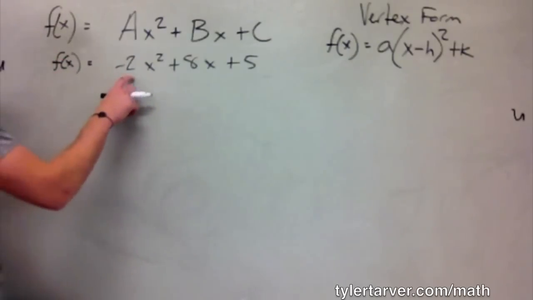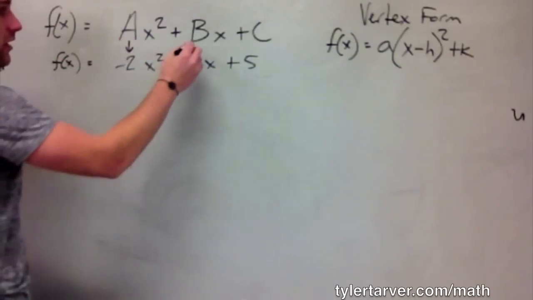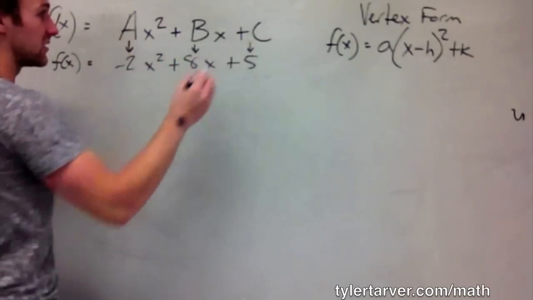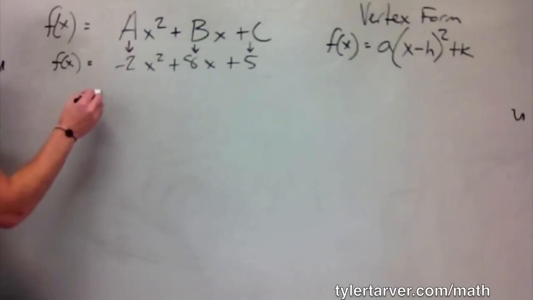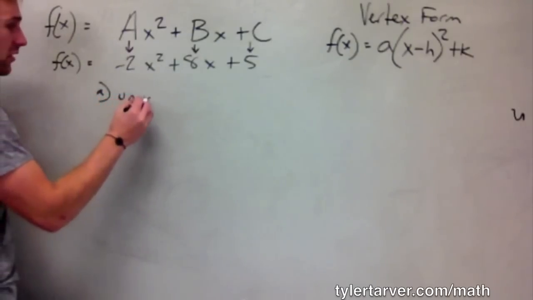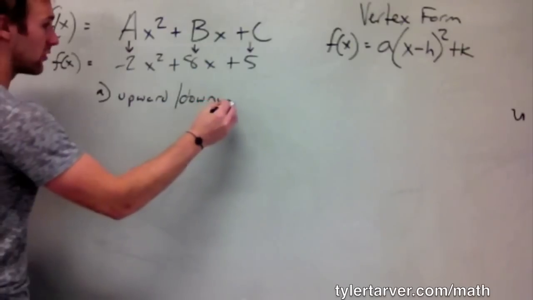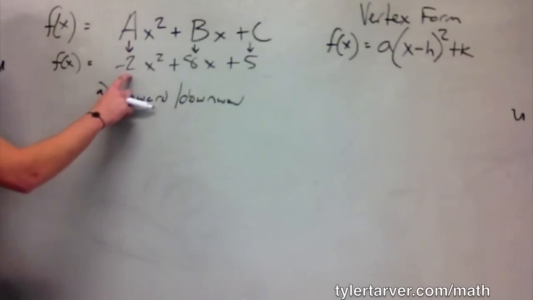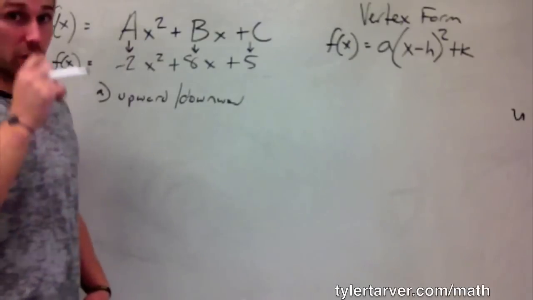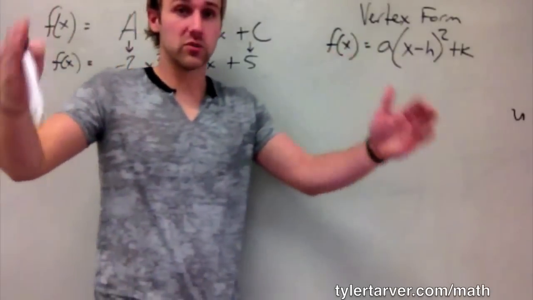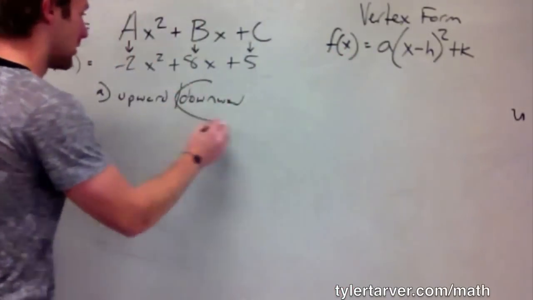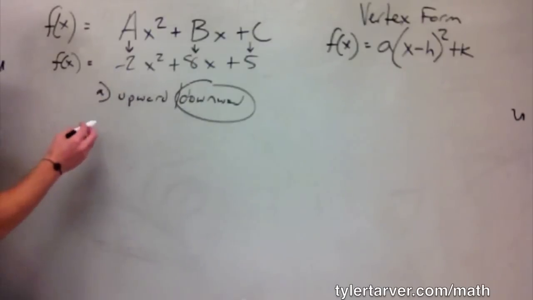Now, we've got our a is negative 2, our b is 8, and our c is 5. First thing, we want to know if it's upward or downward. I told you all you got to do is look at your a. Is our a a positive or negative number? Negative, therefore it goes downward.